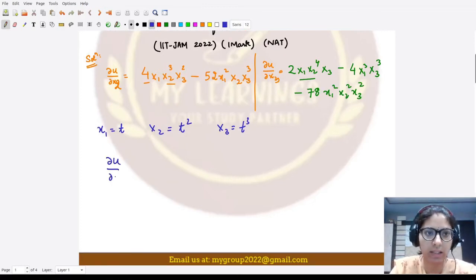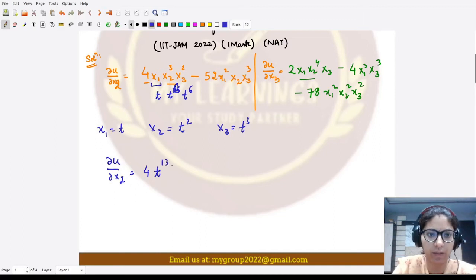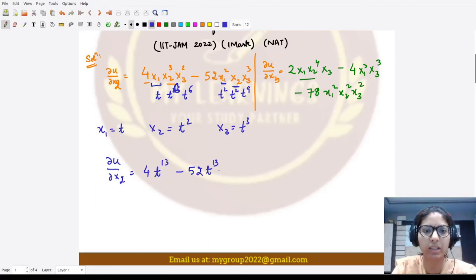So let's see what we have here. Your del u by del x2, that would be 4. Here we have t, here we have t square raised to power 3, so that would be 6, right? And here x3 is t cube raised to power 2, that would be t raised to power 6. So how much in total do we have here? The power here would be 13, right? For the next term, x1 is t, so t square. For x2 we have t square. For x3 we have t cube, so t cube raised to power 3, that would be t raised to power 9. So here again 9 plus 2 plus 2, that is again 52 times t raised to power 13. So you see the power here is similar, that is 13.